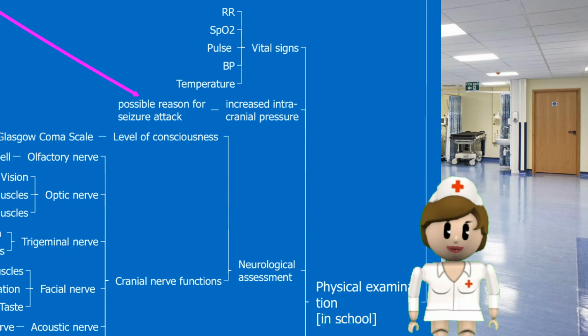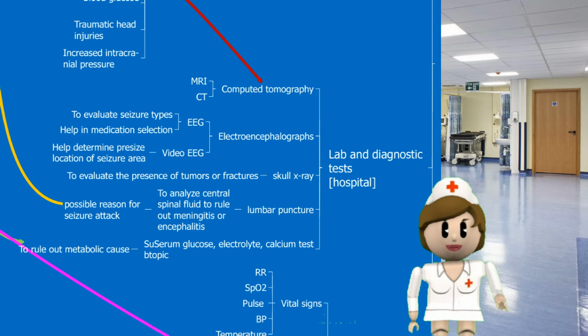On the other hand, when Jack is sent to the hospital, we can perform lab and diagnostic tests. Using EEG can help evaluate seizure type. Using skull X-ray can evaluate the presence of tumors or fractures. Using lumbar puncture can rule out if Jack is having infection in the CNS which may cause seizure, for example, encephalitis. Using MRI or CT can identify intracranial bleed or tumors, and testing his serum nutrient level can reveal if he is lacking nutrients that might also be the cause of inducing seizure.